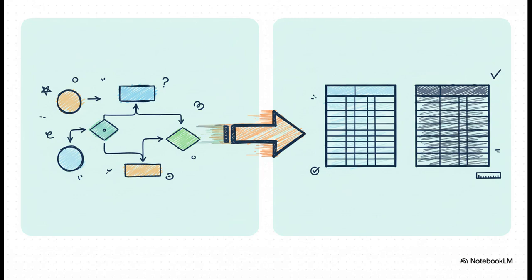You see, it's really all about translation. On one hand, you've got the diagram. It's visual, it's intuitive, it's made for us humans to understand. And on the other hand, you have the relational schema, which is what the database actually needs. Our job is to follow a set of rules to bridge that gap.